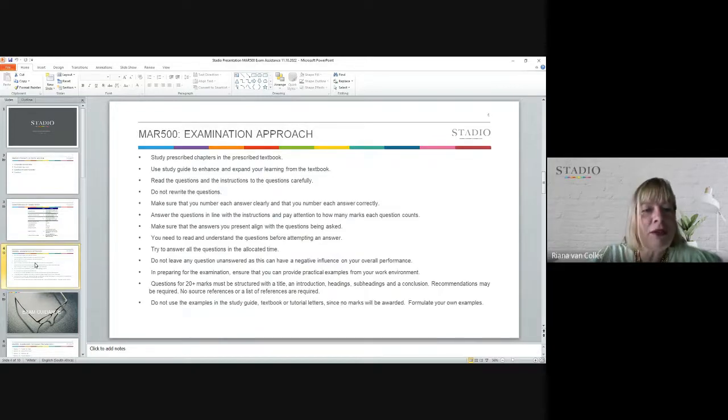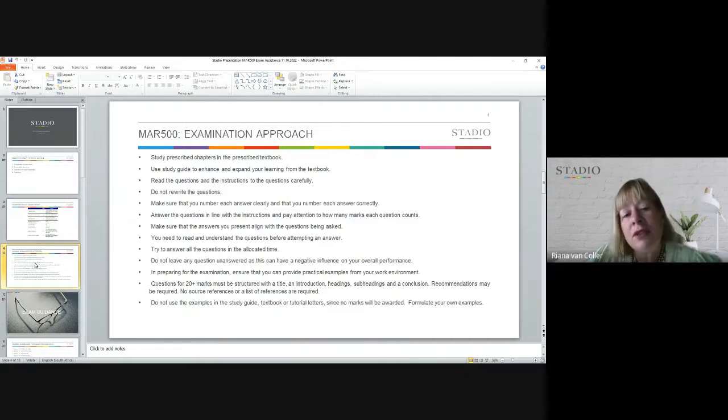So, at this level, at Marketing 500, application is key, but also to make sure that you do answer all of the questions. That, first of all, is for me key. And to apply, apply, and apply. So, make sure that you do study all the chapters that have been prescribed in your textbook and that you use your study guide together with your learnings from the textbook. Remember, the study guide is just an entry point, but your textbook explains information in detail, and also make sure that you understand the different topics in the textbook.